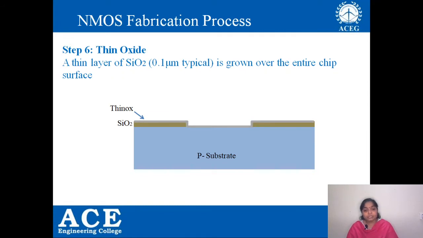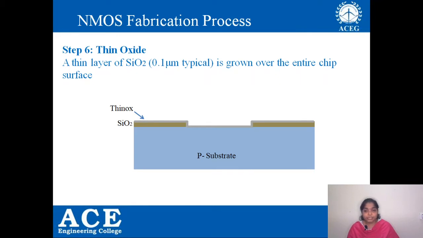Just beneath the polysilicon gate, we require a silicon dioxide layer in order to provide insulation between the substrate and the polysilicon gate. In order to have that insulation, we need a thin oxide layer. The thickness of this thin oxide, or the insulation, must be less than 0.1 micrometer. So for that reason, we are going through the thin oxide layer process.